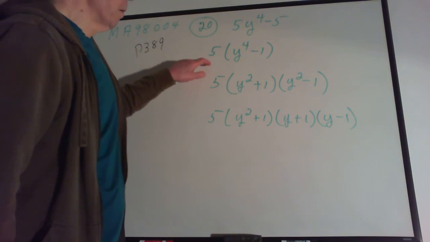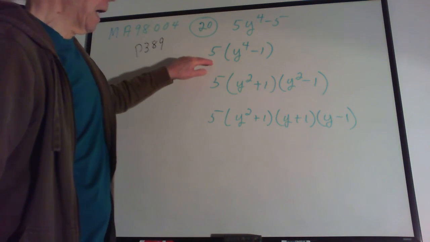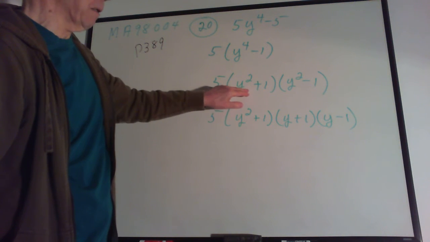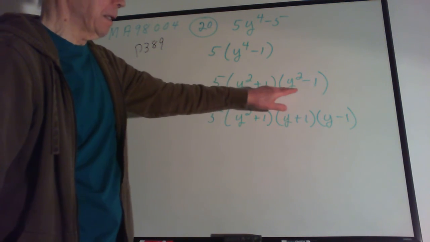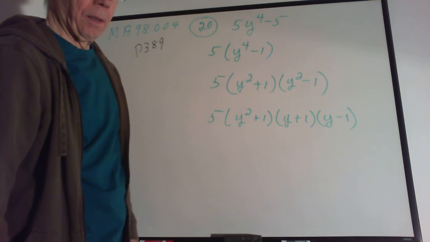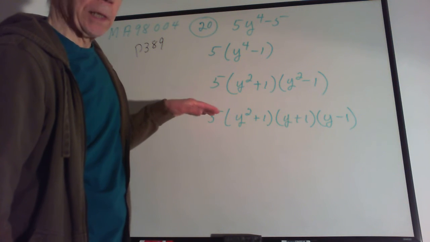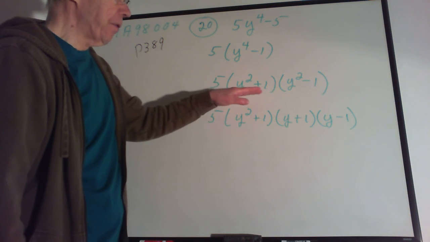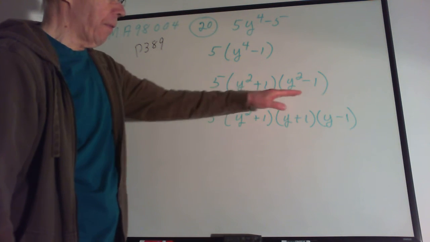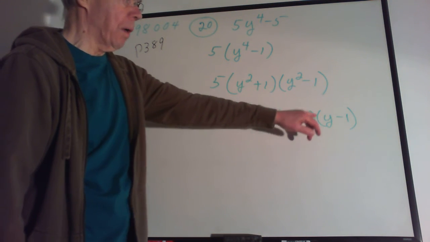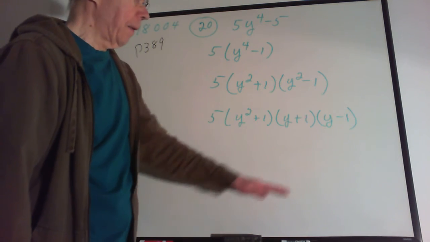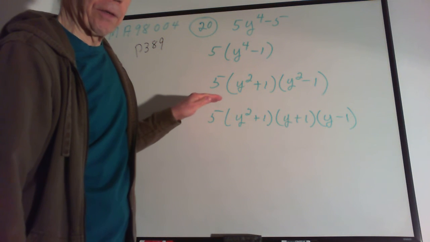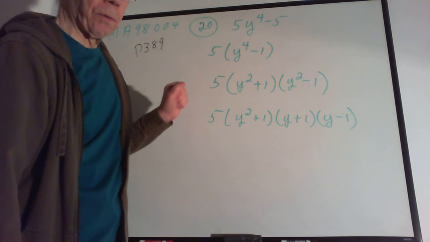Okay, with this problem, 5 is a common factor. Now y to the 4th minus 1 can be factored into y squared plus 1 times y squared minus 1. What you have to remember is to keep looking at it and ask if you have factored it completely. This cannot be factored anymore. This can be factored into y plus 1 times y minus 1. This is the correct answer. This is not incorrect, but it's not the answer you'll find on a test or a quiz.